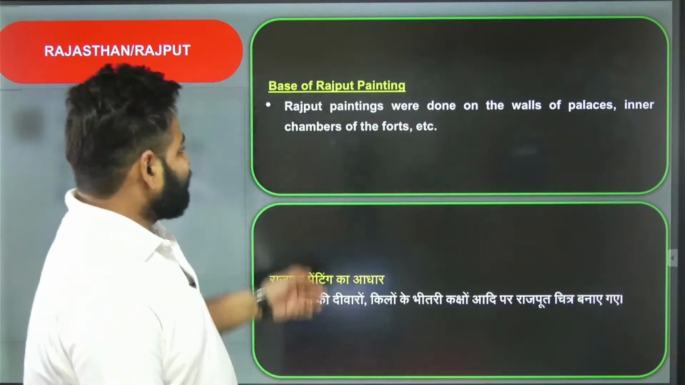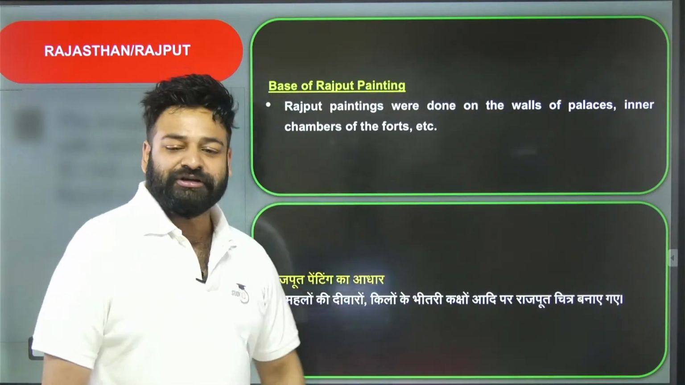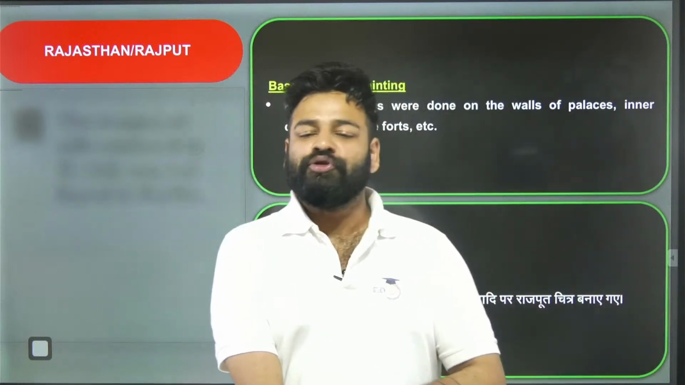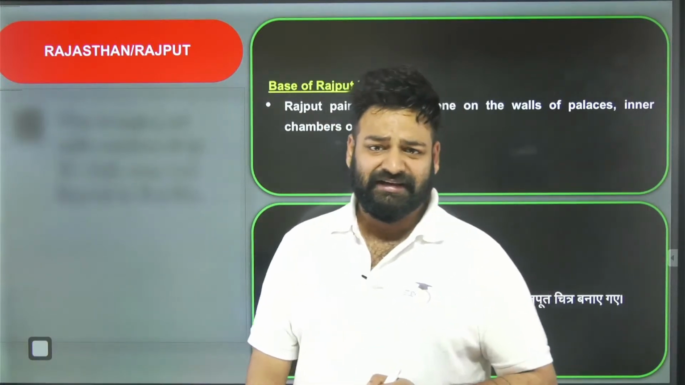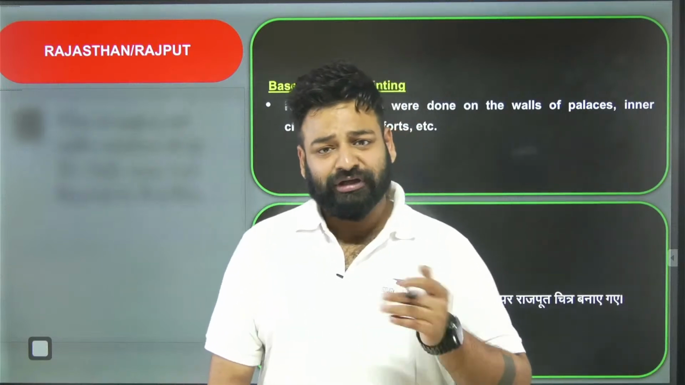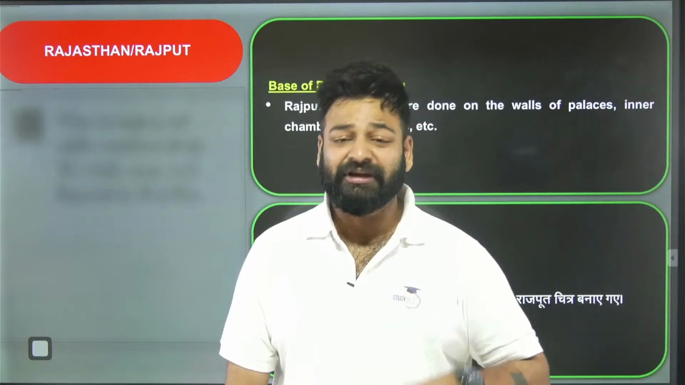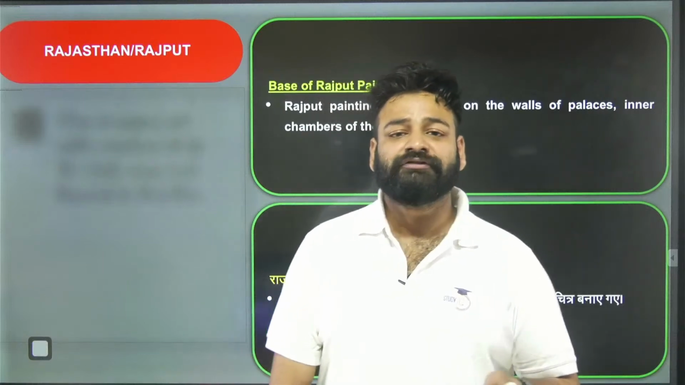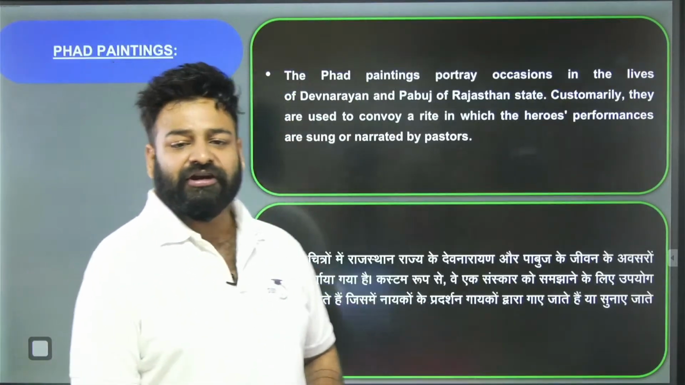Okay, next thing, base of Rajput paintings. They were done on the walls of palaces and inner chambers of the forts, right? So just like murals, they are also painted on the walls of the forts or the inner walls of the chambers, or maybe the ceilings as well, right? But the Rajputana school of miniatures were not murals but miniatures only, that is 2D paintings only. Where? On the walls of the forts or the inner walls of the chambers, that is basically the rooms, right? So this is the specific feature of the Rajputana school.